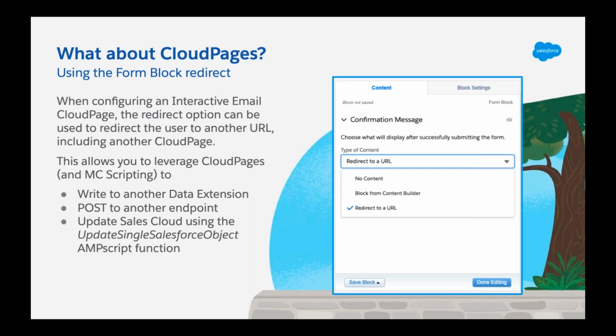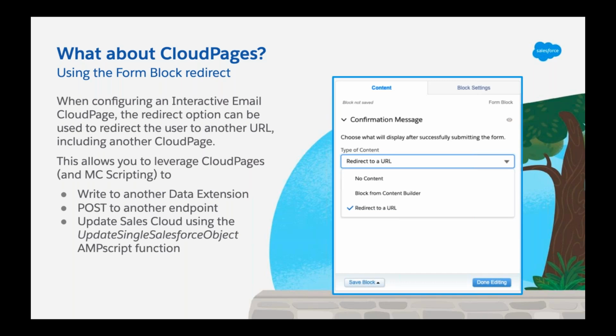Now, I talked about this a few times before. On the Cloud Pages block is the redirect option. When you're configuring this, I showed you in the demo, there's the redirect to a URL option. So you can put that to an external site. But one of the other interesting things to think about is you could drive this to another Cloud page.